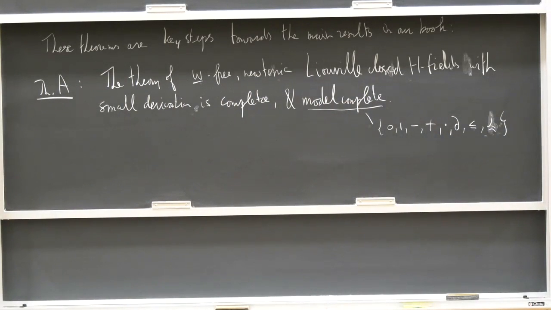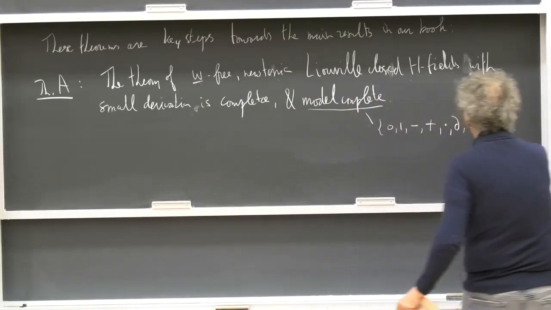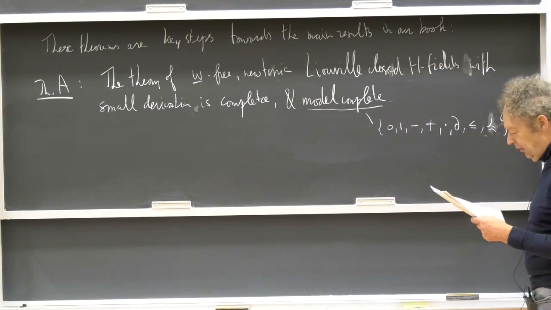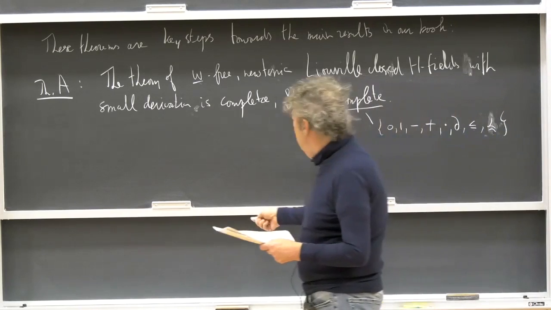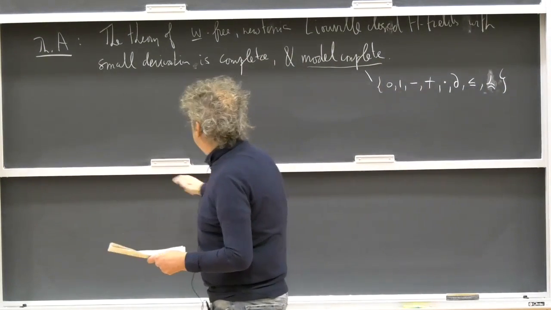a few years before the book, before we proved the main result. We had overlooked that and had conjectured model completeness without this, and that was simply wrong. Anyway, theorem B.